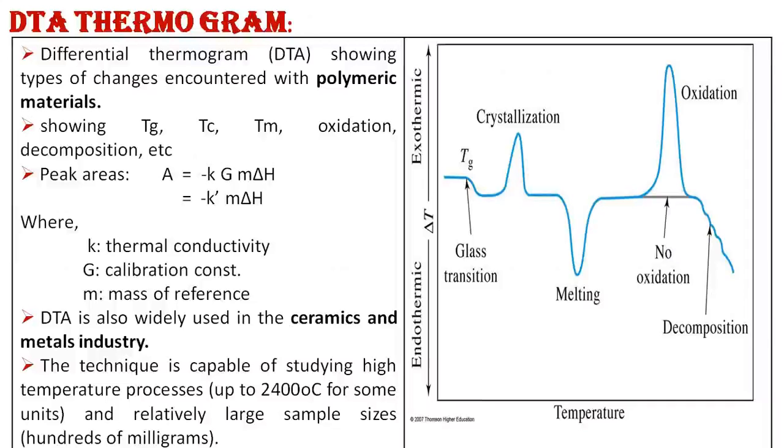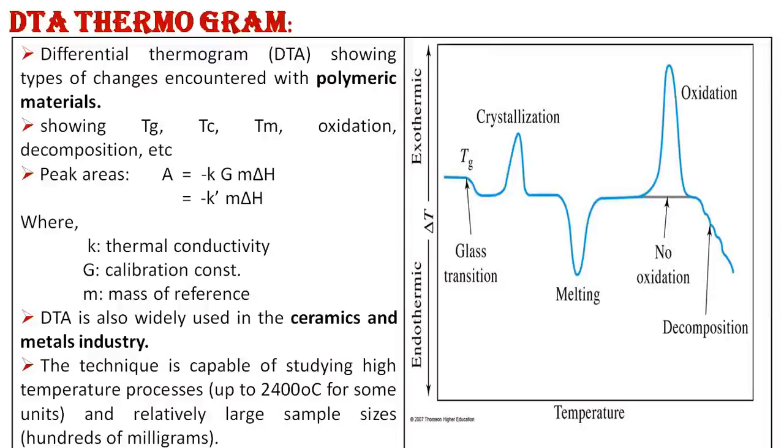This diagram shows the relation between temperature and endothermic and exothermic behavior of a material. Differential thermogram of DTA showing the types of changes encountered with polymeric material, showing Tg, Tc, and Tm, and oxidation. Peak area A is equal to minus K G m ΔH, where K is the thermal conductivity, G is the calibration constant, and m is the mass.